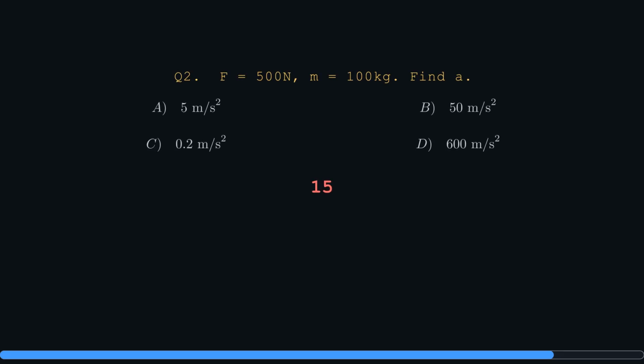Question 2. A resultant force of 500 newtons acts on a 100-kilogram mass. What is its acceleration? The answer is A, 5 meters per second squared.